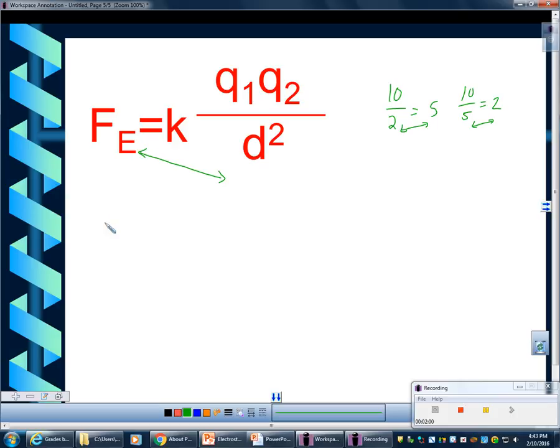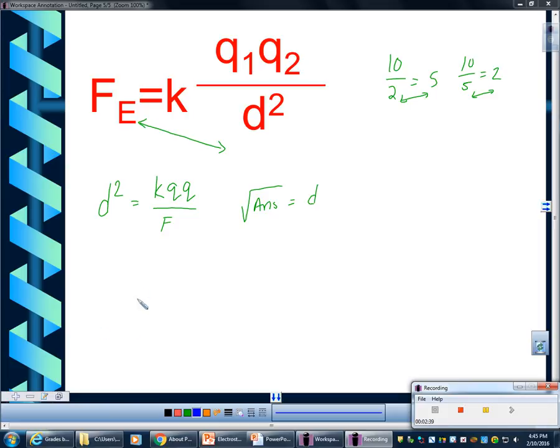So if I wanted to solve for the distance, then I could rearrange this to where the distance squared would be K times Q, and now that force would need to take the place of the distance and end up on the bottom. Your final step using this equation would be to get rid of the square sign on that distance, so you would need to square root your answer to get the distance by itself.